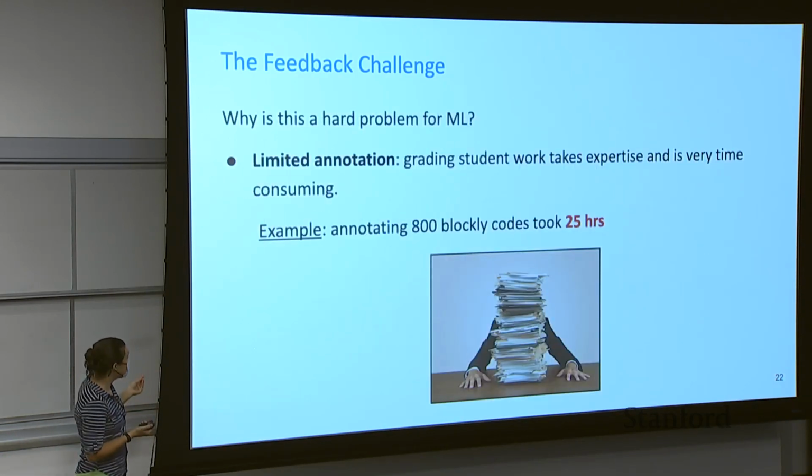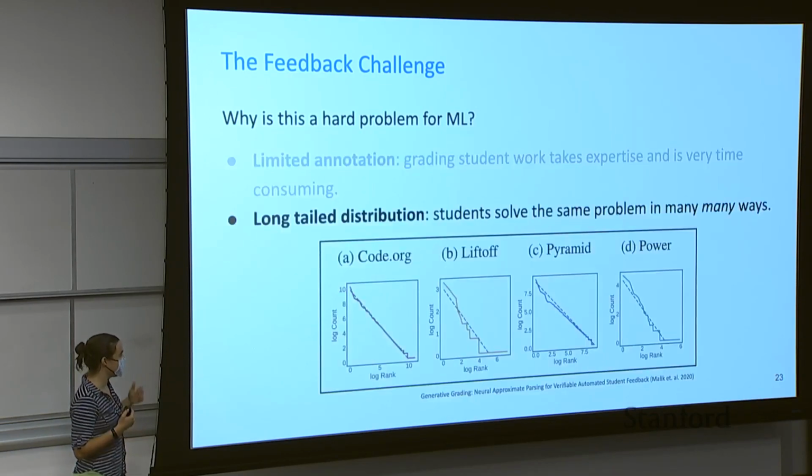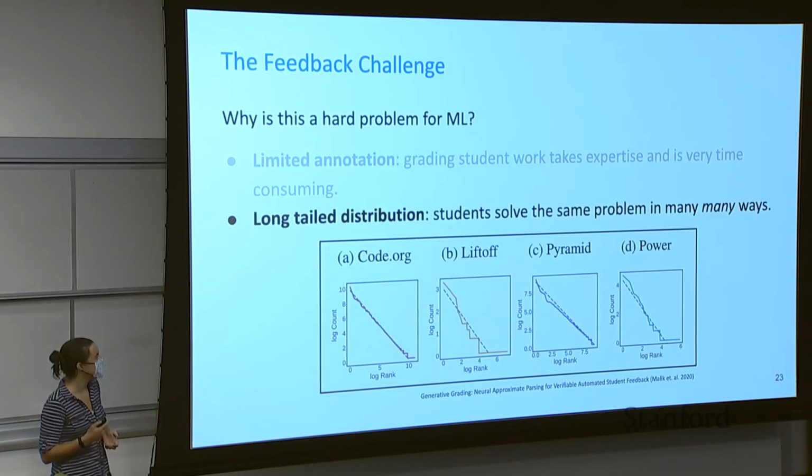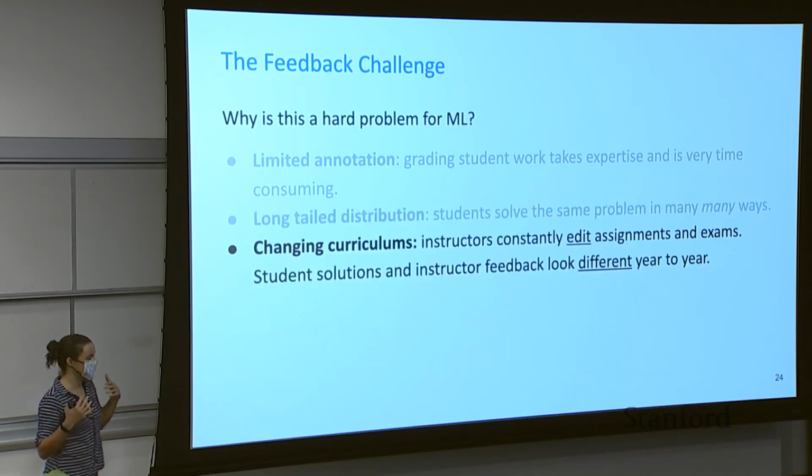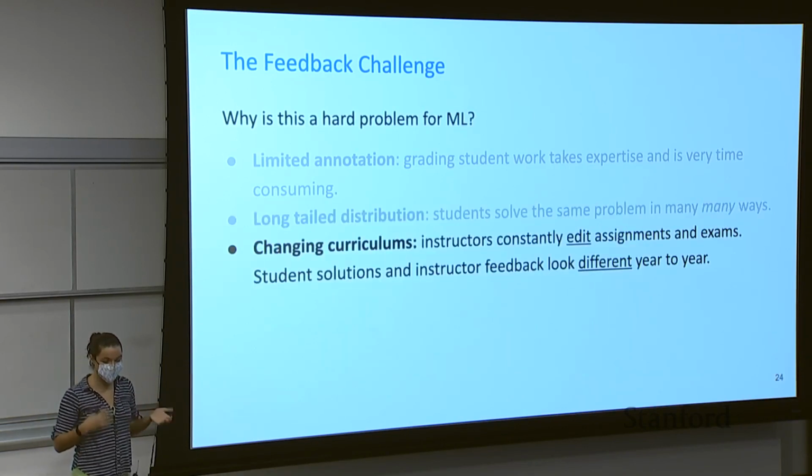This is a hard problem. In general, it's also a hard problem for machine learning because you don't have that much annotation. It takes a lot of expertise and a lot of work to give feedback. This data also tends to be very long-tailed, in that you can solve the same problem in many different ways. And instructors are constantly editing assignments, exams, and solutions, and as a result, the solutions, the questions, and the feedback look very different from year to year.